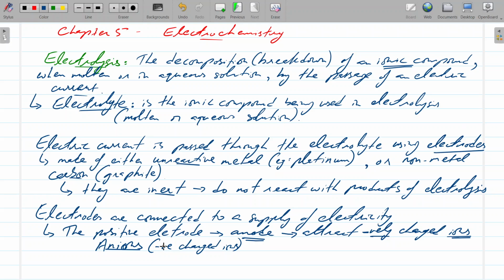Can you explain what is electrolysis? Electrolysis. Oh yeah. It is like so.